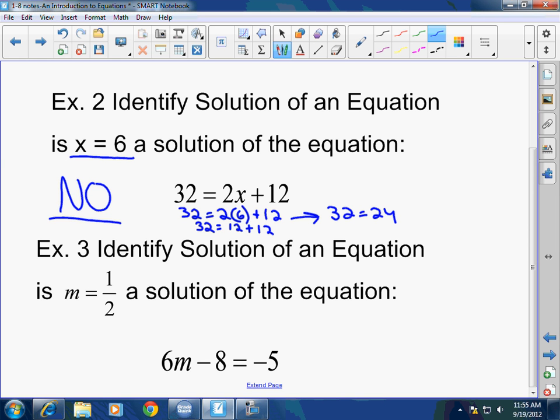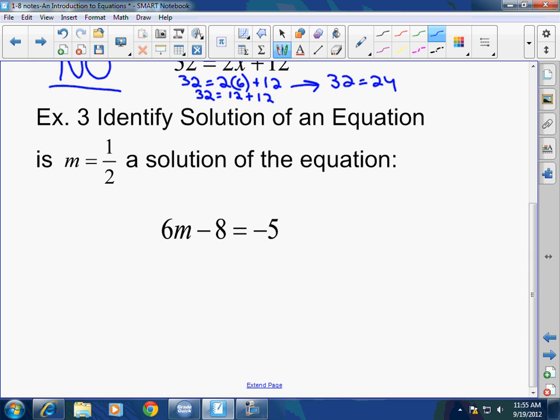Example 3. What if I tell you, gentlemen, that m is 1/2, and I want to know, is that a solution to this equation? Well, we're going to go ahead and evaluate. We're going to go 6. Remember, the 6 has a 1 in the denominator. Times 1/2 minus 8 equals -5.